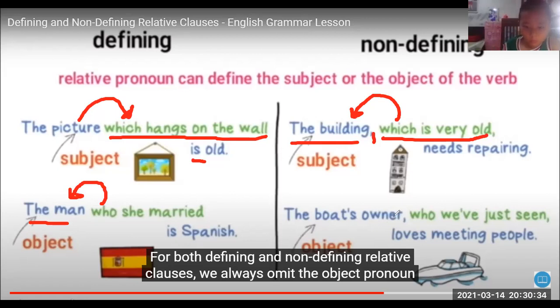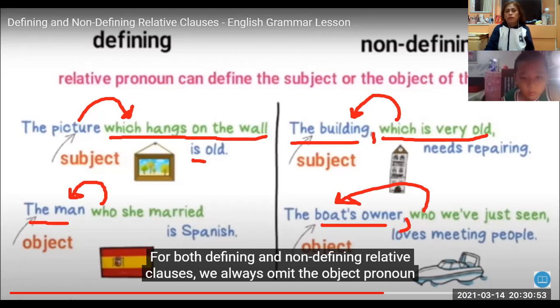The boat owner, who we've just seen, loves meeting people. Look, there is a comma. Can you see that? Who here refers to the boat owner. This case is just like here. If you see defining, very simple. If you see non-defining, there is a comma after the subject or after the object. Do you understand, Keo? You understand? Very good. Okay, I will erase first and let us continue.